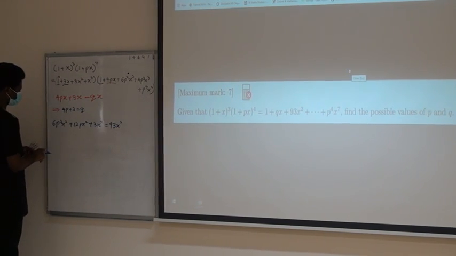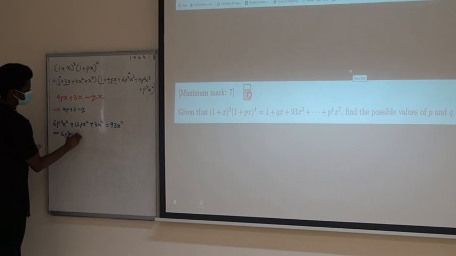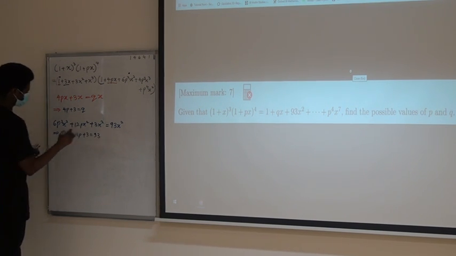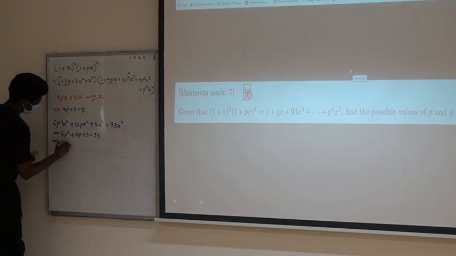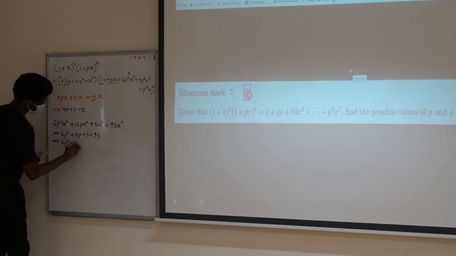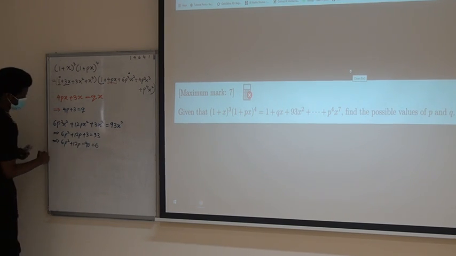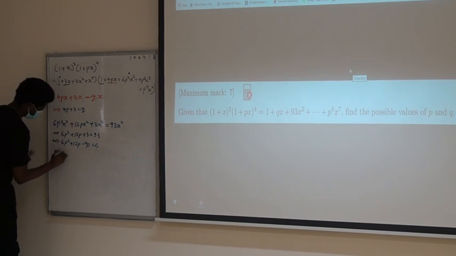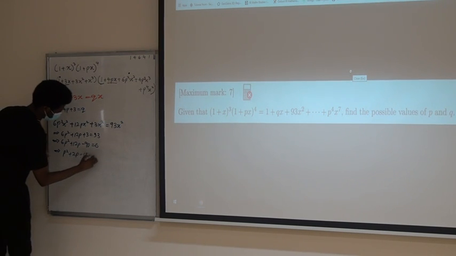So, when you combine all these, you get 6p squared plus 12p plus 3 equals 93, right? And we can form a quadratic equation: 6p squared plus 12p minus 90 equals 0. So you can divide by 6. Can we divide it by 6? Yes. So you have p squared plus 2p minus 15 equals 0.